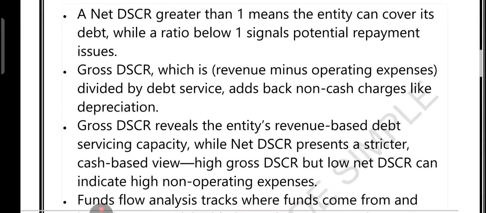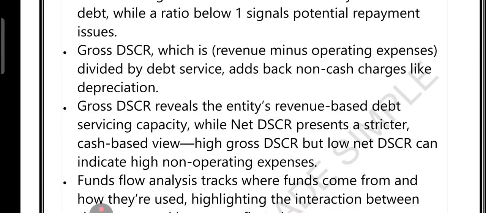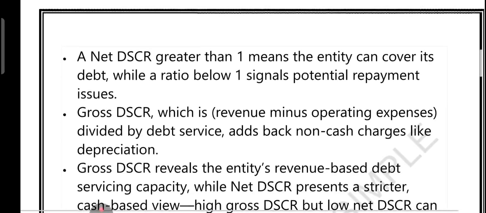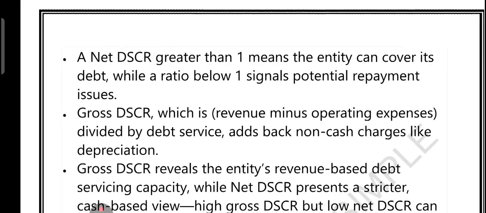Now let's talk about the gross DSCR. What happens in the gross DSCR? You subtract operating expense from the revenue and divide by the debt service. See, in the net DSCR, what we were doing, we were writing the revenue in the numerator, and in the denominator how much debt service we have. That will give us net DSCR. If it is more than 1, you are safe, meaning you have enough revenue to cover your debt service. If it is less than 1, you are unsafe.